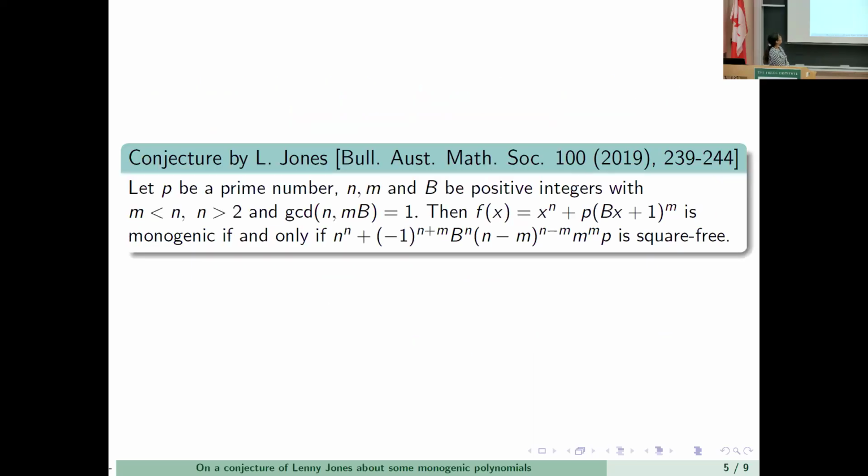Now, this was the conjecture proposed by Lenny Jones. He considered this family of polynomials, and a certain GCD condition was satisfied. He conjectured that this polynomial family will be monogenic if and only if this expression is square-free. The criterion was very clean: the monogeneity of this polynomial family depends upon the square-freeness of this term.